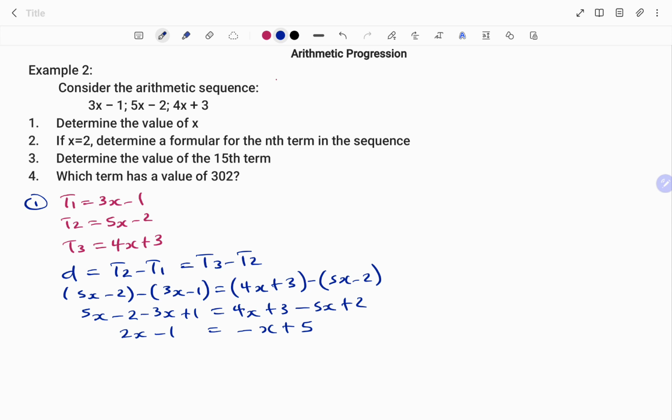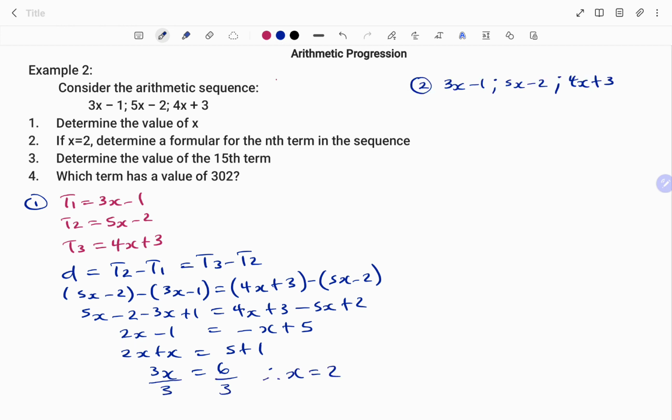2x minus 1 equals minus x plus 5. Moving all the x to one side, we are going to have 2x plus x equals 5 plus 1. 3x equals 6. And dividing both sides by 3, we are going to have x equals 2.